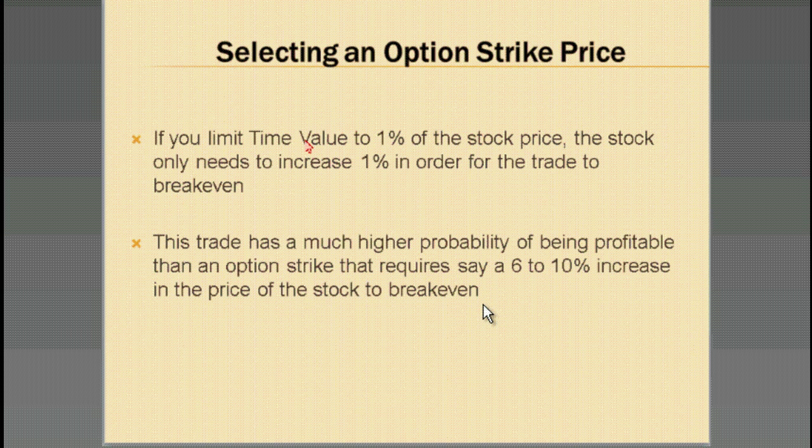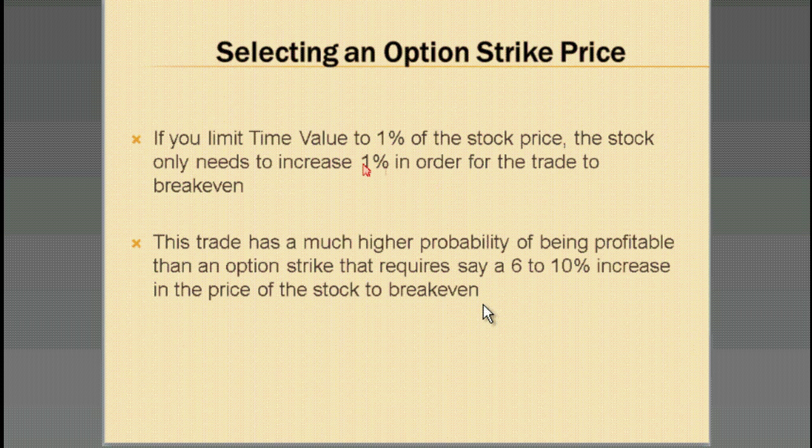If you limit the time value of the option to 1% of the stock price, the stock only has to go up 1% in order for your trade to break even. So this makes a huge difference. And if the stock only has to go up 1% for the trade to break even, you're going to have a much higher probability of success compared to an option strike that requires, say, a 6 to 10 or even a 15% increase in the underlying stock in order to break even.